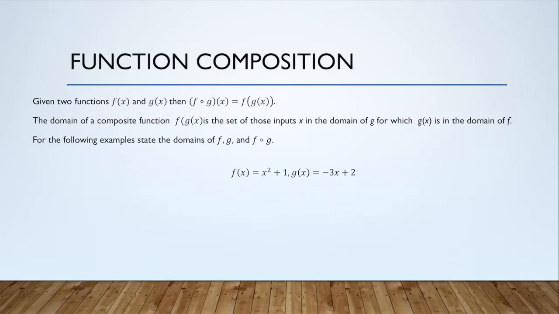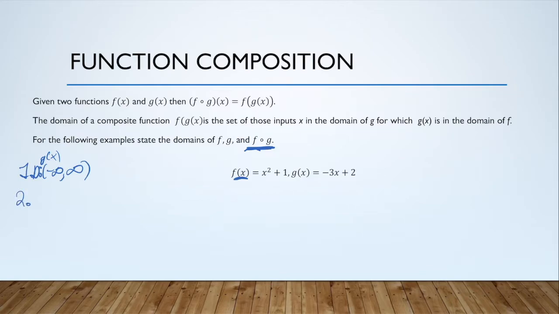So let's take f of x equals x squared plus 1 and g of x equals negative 3x plus 2. I want to first find if there are any restrictions if I take f composed with g. Are there any restrictions on g of x? No, the domain of g of x goes from negative infinity to positive infinity. So there's no restrictions on our domain. The same holds true for f of x. Remember, f of x is a parabola.